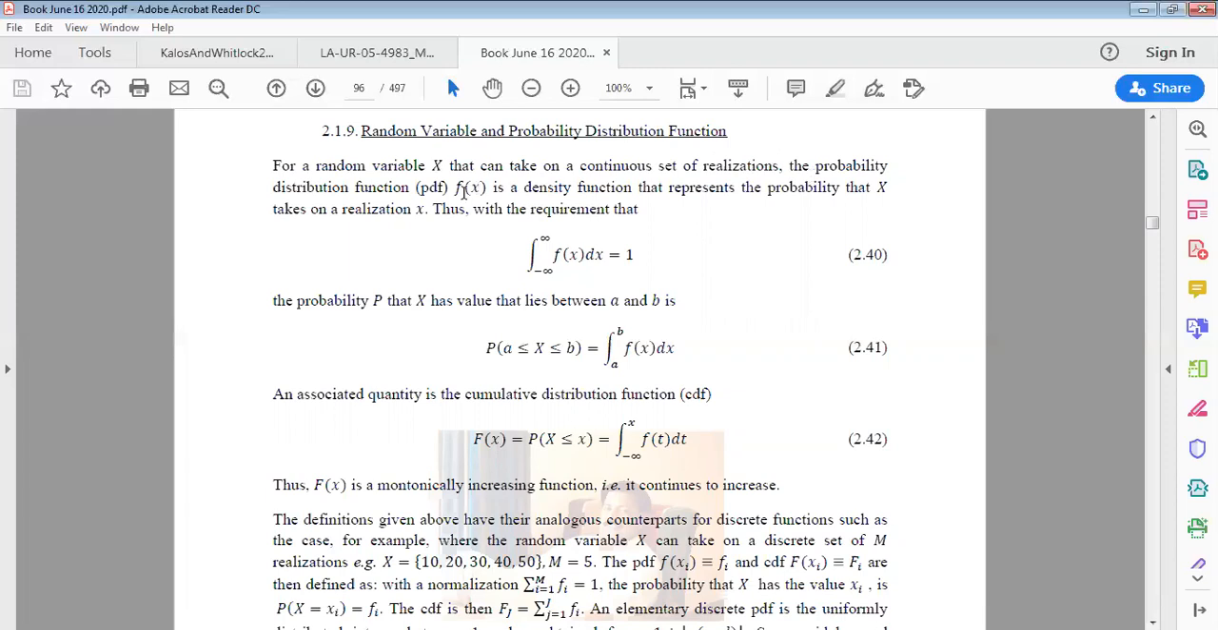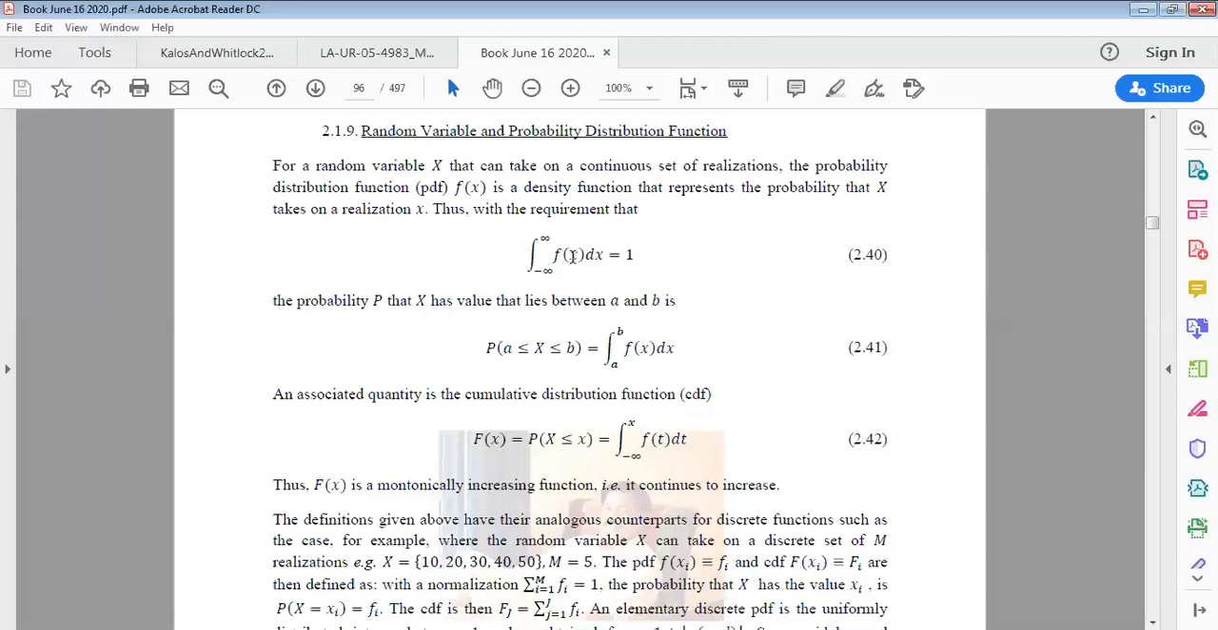So the probability distribution function is what we need. If there are 1,000 students and 200 are 21 years old, then the probability of finding a student who's 21 years is 0.2. So we can have a discrete PDF, you can have a continuous PDF, but a PDF represents small f of x, which is a density function, which means it's per the thing that you're trying to measure. And it represents the probability that the random variable takes on a realization small x.